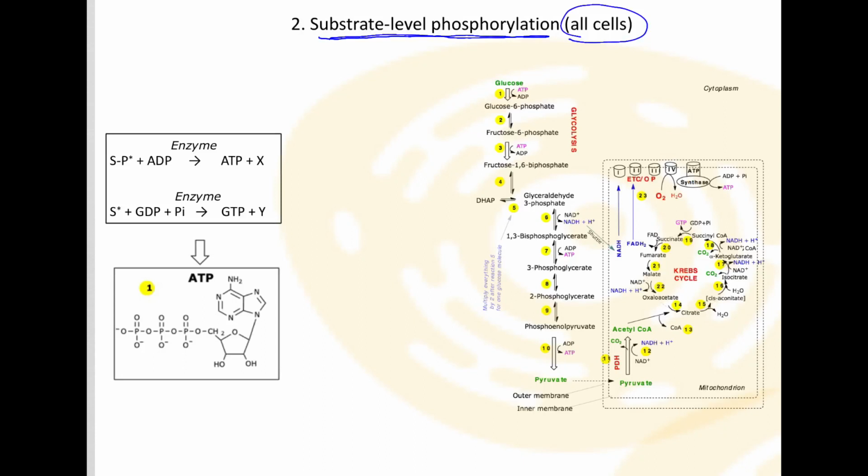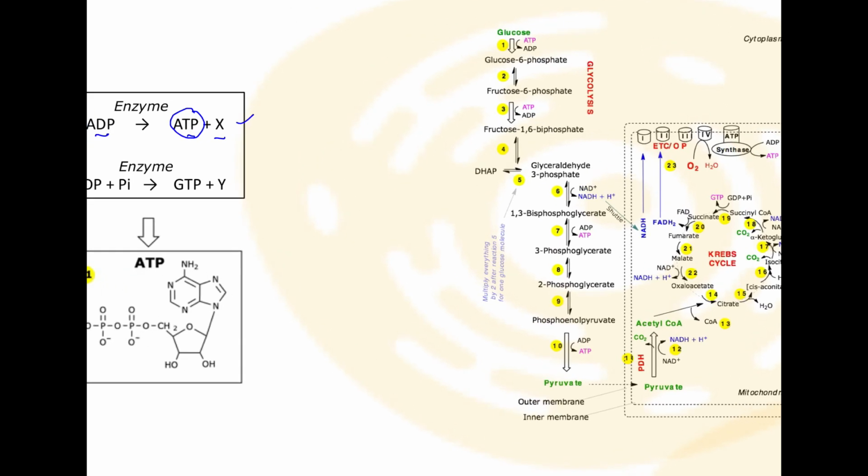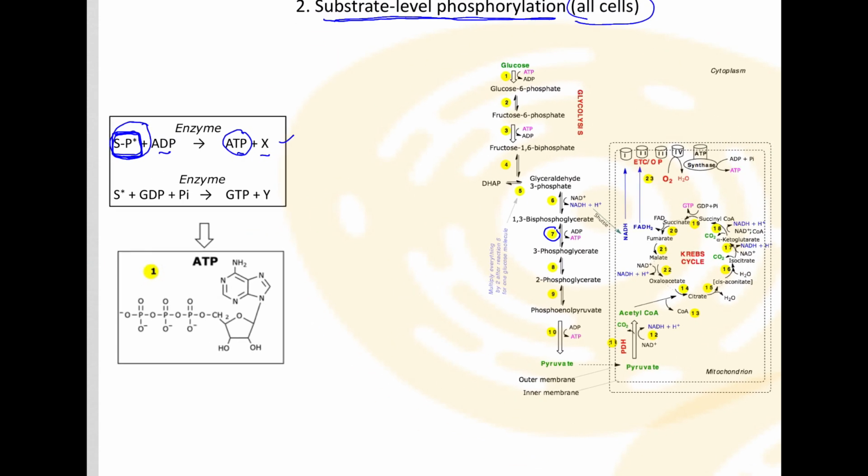In this case, the energy to make ATP is coming from a substrate that has a lot of energy. So these are very highly unstable substrates. They have a lot of energy. In this example, a phosphorylated substrate reacts with ADP to give you ATP and some product. And we can see an example of this here in reaction 7.